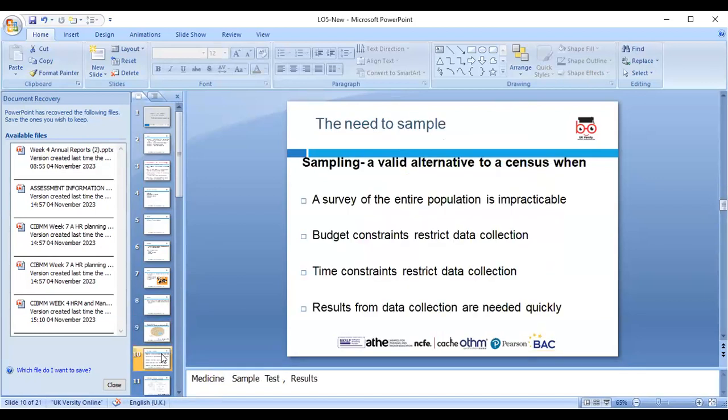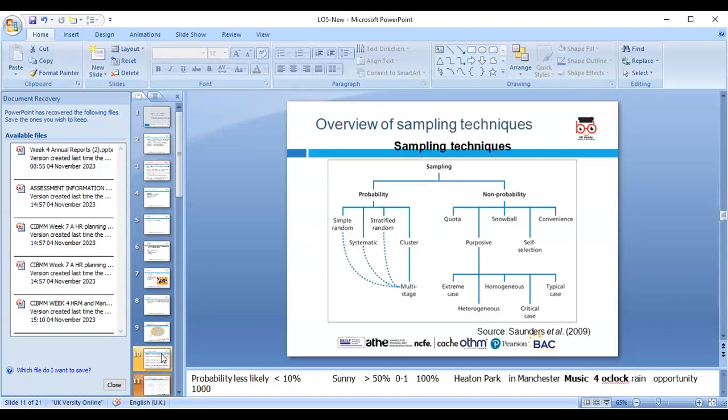And the need for the sample is that it is a valid alternative to census, because you can draw the findings according to the sample instead of census. A survey of the entire population is impracticable because it is quite costly. Budget is constrained, data collection is restricted, time is constrained, and results from the data collection are needed quickly. So that's why instead of census, we can do the sample.